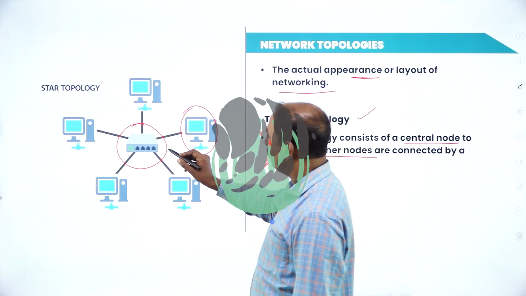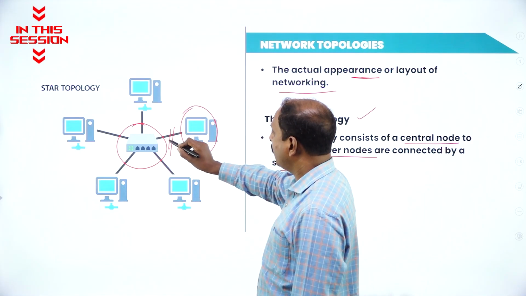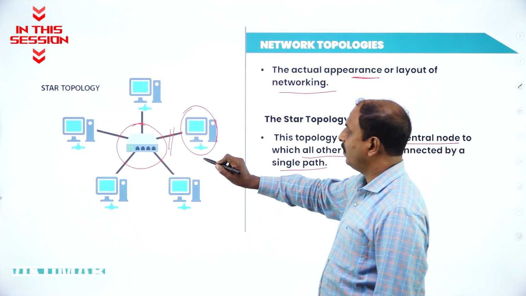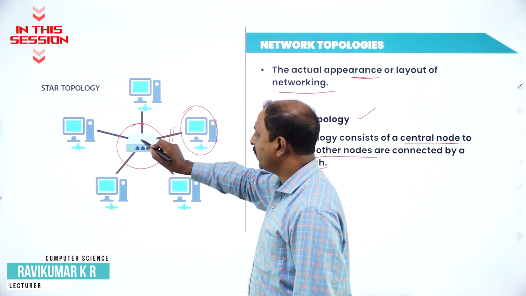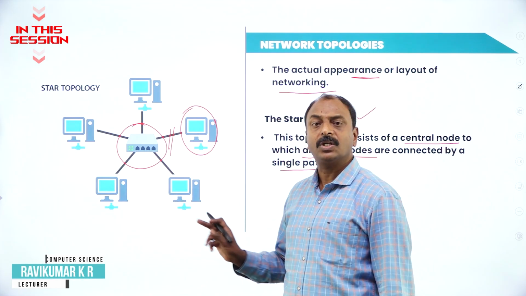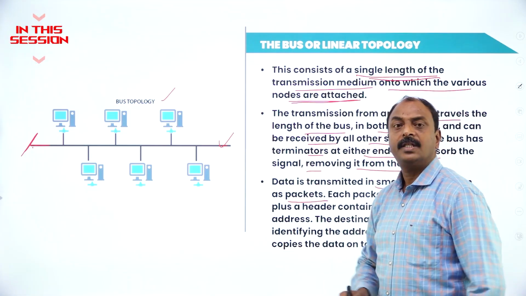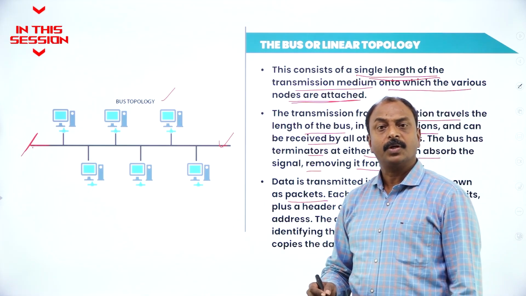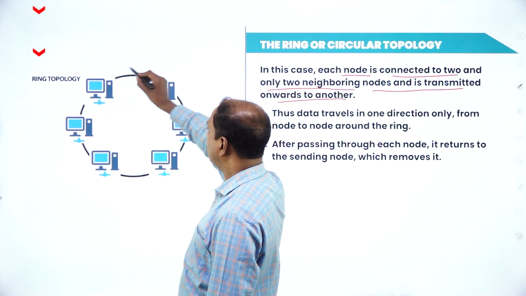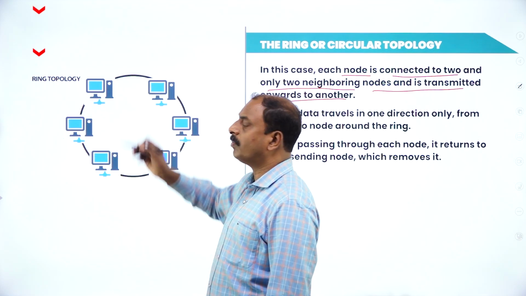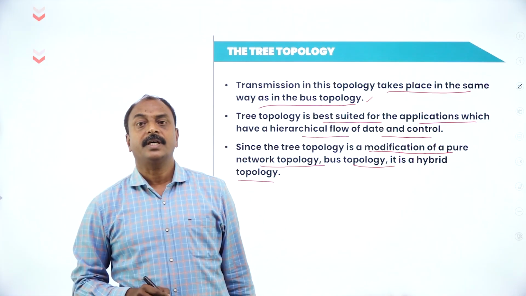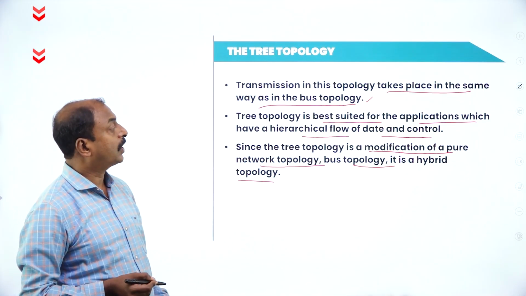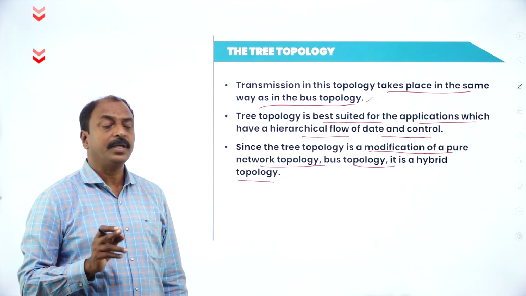So any problem with the configuration here, only this particular computer will not be in the network, but all other computers work normally in this star topology. In the network, the entire data is going to divide into a number of packets. Here the systems or nodes are connected in the form of a circle or in the form of a ring. It is called ring topology. Tree topology is nothing but a hybrid topology because it is a combination of more than one network.